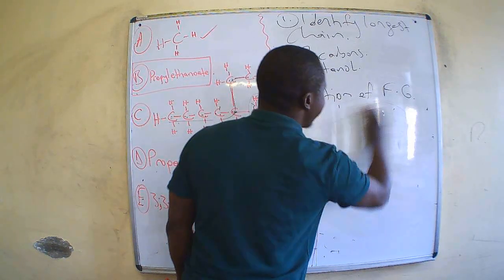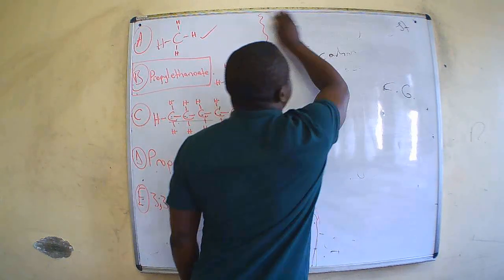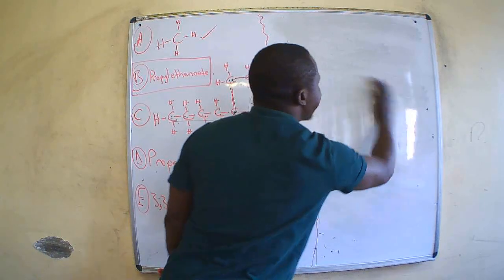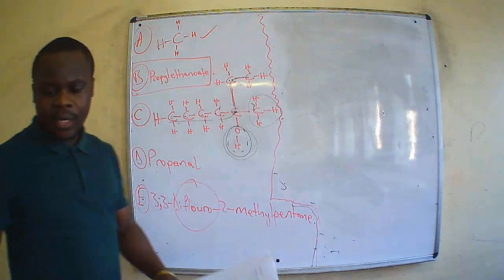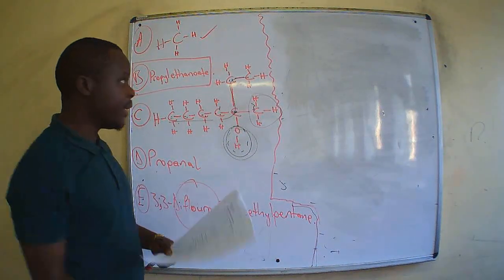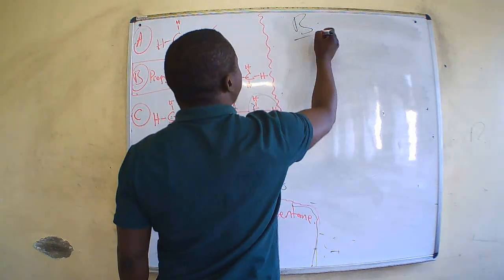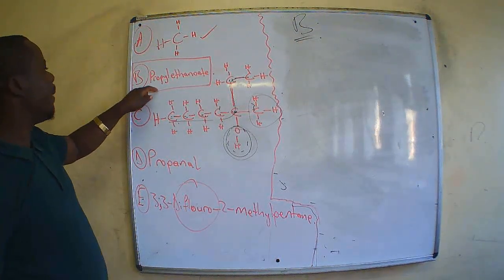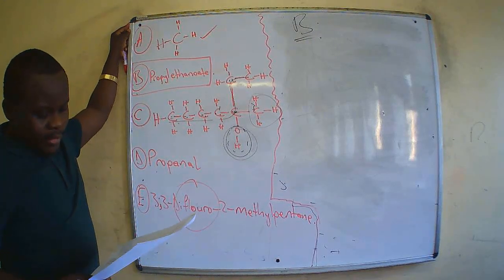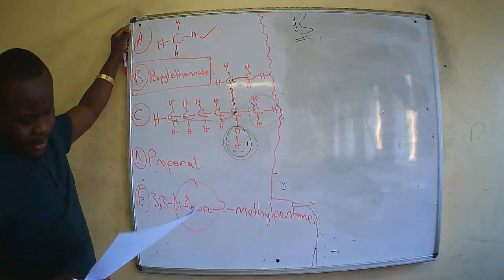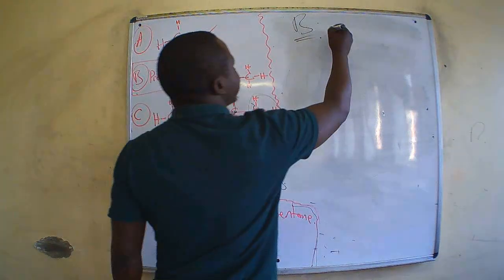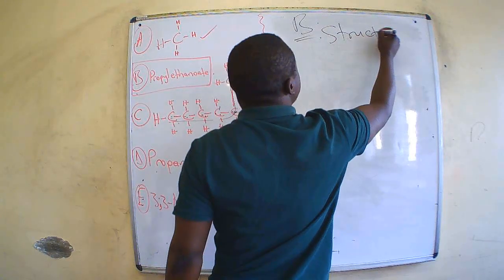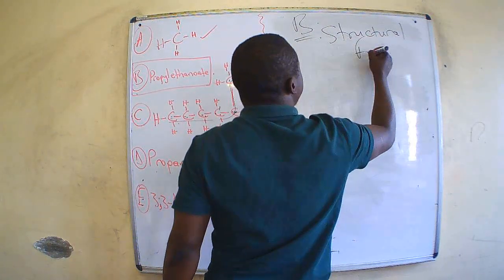So what do we have on 2.3? On 2.3, we are dealing with organic molecule number B. We want to understand how we answer questions about organic molecule number B. The first question on number B is structural formulae.